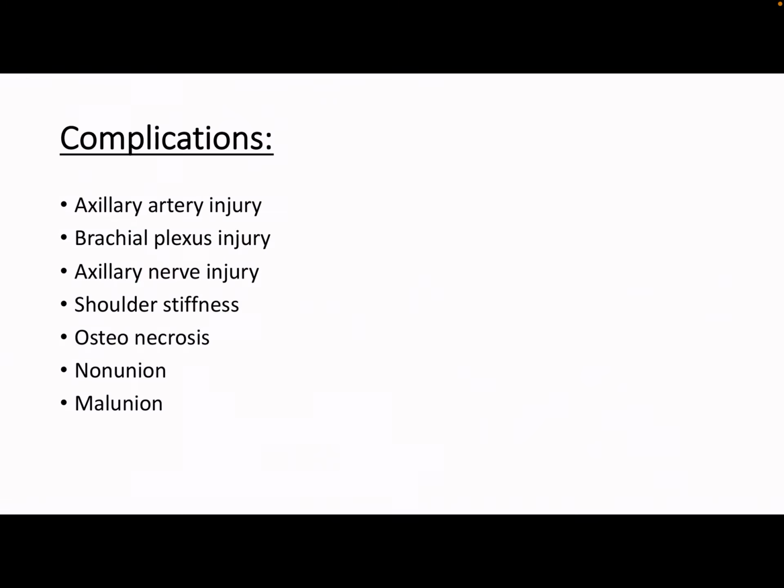So what complications can occur? As I have told you earlier, the axillary artery is there, so the axillary artery is going to get damaged. The brachial plexus is coming from over there, it is going to get damaged. The axillary nerve is going to get damaged. Shoulder stiffness, obviously, there is going to be less movement over here, so the shoulder is going to get stiff. There can be osteonecrosis, there can be non-union or malunion. So these are basically the complications.